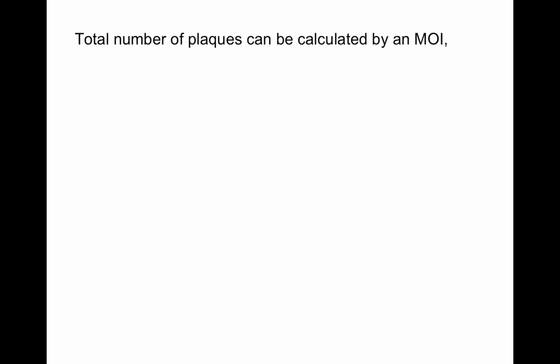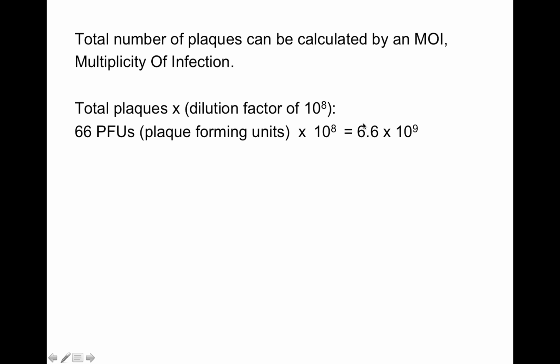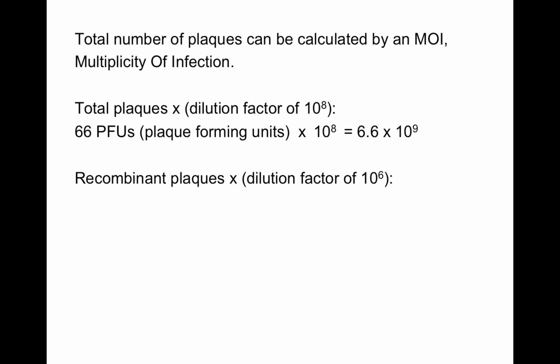We can calculate the total number of plaques by a multiplicity of infection. So the total plaques times the dilution factor of 10 to the 8th is 66 PFUs, plaque forming units, times 10 to the 8th equals 6.6 times 10 to the 9th. That's the total number of plaques we have in our test tube. How many recombinant plaques do we have? Well, the recombinant plaques are the ones that could infect the E. coli K12 lambda bacteria, because those bacteria can only produce plaques if you have wild type bacteriophage infecting them. So we had 11 PFUs times 10 to the 6th. Okay, we had a different dilution here. And that yields a number of 1.1 times 10 to the 7 plaques.